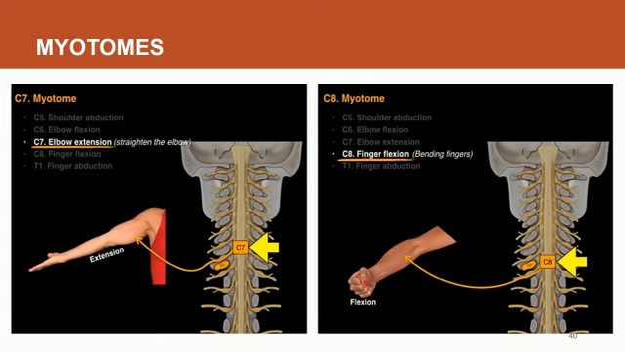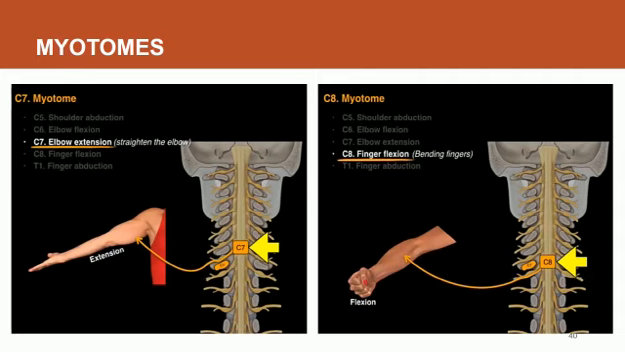Now look at the first picture. C7 myotome is elbow extension, which means to straighten the elbow. Extension refers to the movement which increases the angle between two body parts. So there's C7 vertebra and then the motor neuron goes out from C7 vertebra and goes to the triceps muscles. So elbow extension is associated with C7 myotome in spinal cord level.